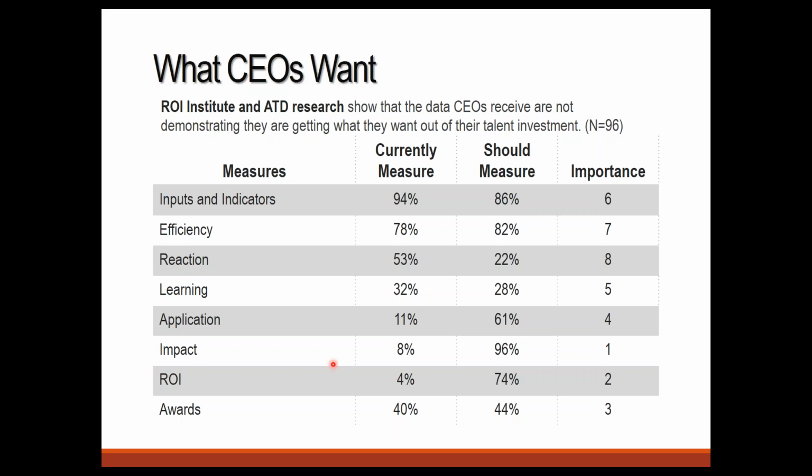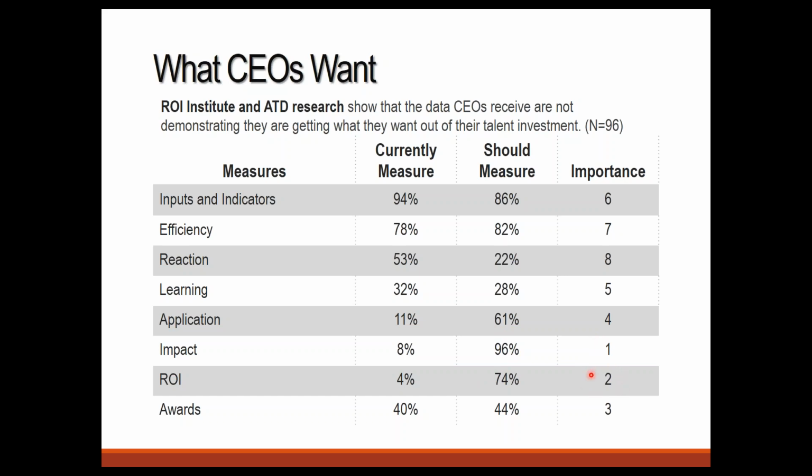And what they told us is 8% of the 96 from whom we heard said, currently, this is what we're getting, impact data. And 4% said we're getting ROI data. But look at what they're telling us. 96% said we should be getting impact data and we should be getting ROI data. And then in terms of importance, impact data, most important. ROI data, second most important.